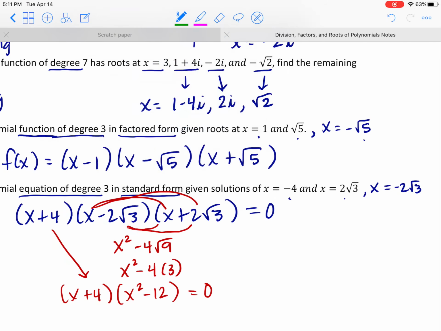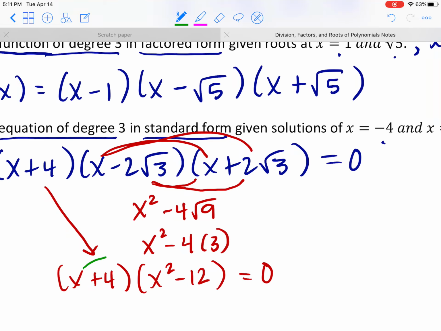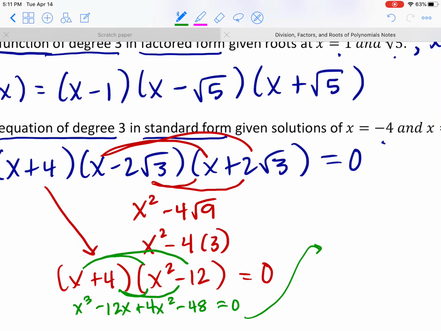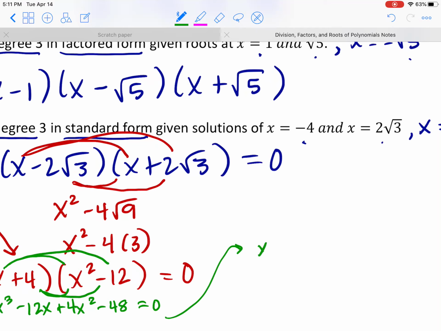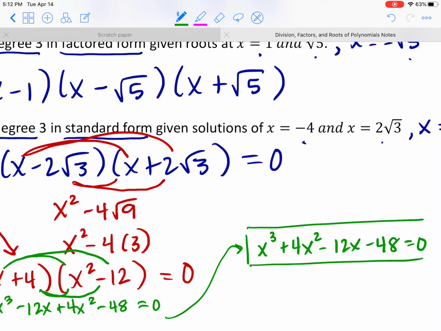Okay, so one more step here, and I'm running a little tight on space. I'm sure the same is happening to you. See if I can squeeze this in. So x times x is going to be x cubed. X times negative 12 is a negative 12x. Here we get a positive 4x squared, and then at the end here, a negative 48, all equal to 0. And just so I can put that in the proper order, we're going to rewrite it as 1x cubed, and then the 4x squared, and then the minus 12x, and then the minus 48 equal to 0.